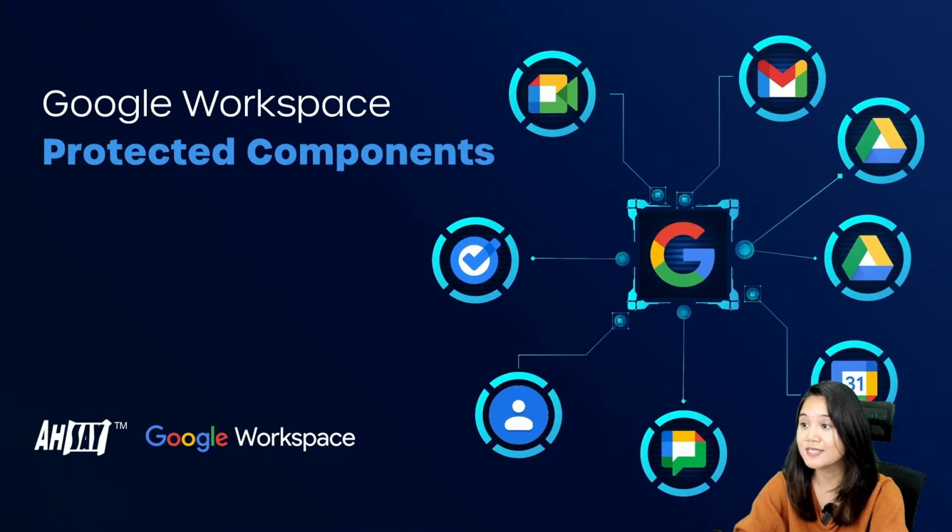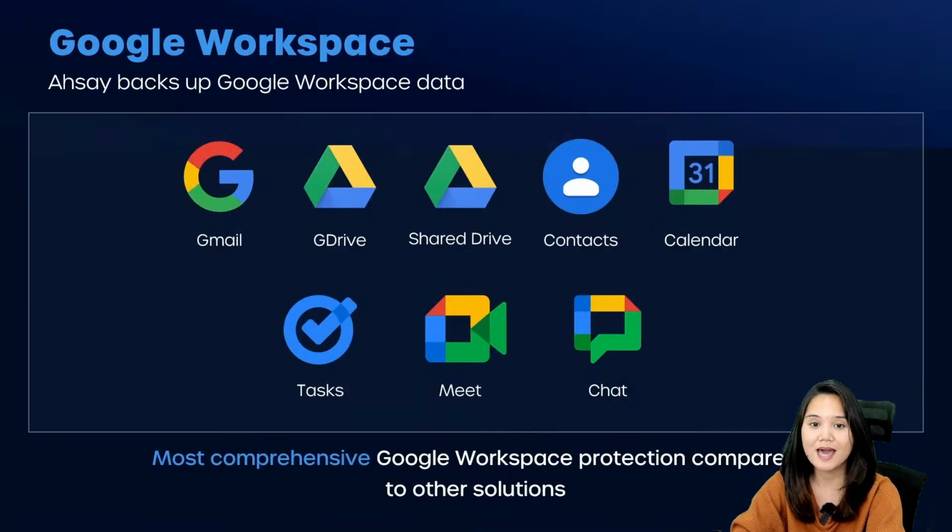Ahsay provides the most comprehensive protection for Google Workspace. While many solutions commonly only cover Gmail, Drive, Calendar, and Contacts, Ahsay actually safeguards your entire Google Workspace environment. From core apps to finer details, we ensure complete coverage so your business stays protected from getting compromised. Ahsay covers Gmail, Drive, Share Drive, Contacts, Calendar, Tasks, Meet, and Chat. That means every critical part of your collaboration and communication environment is safeguarded.